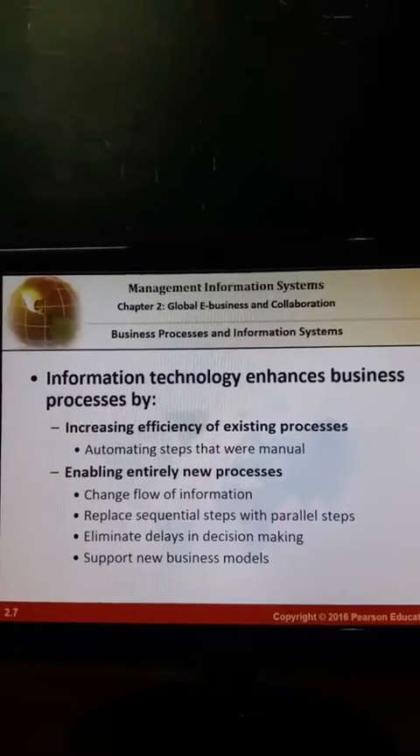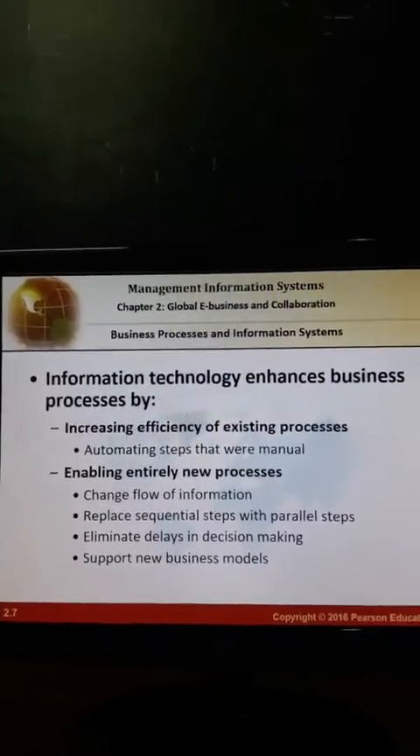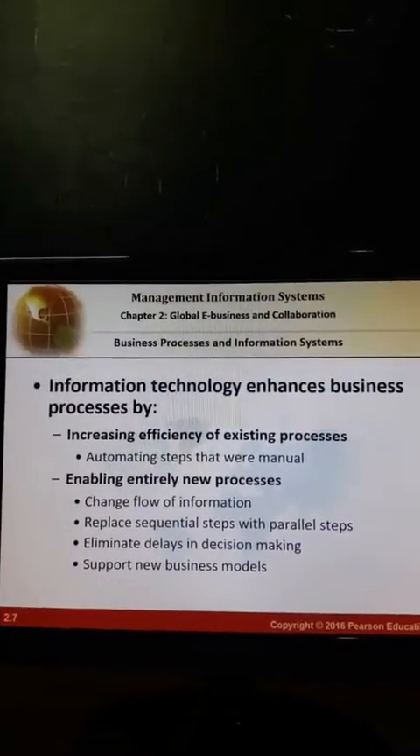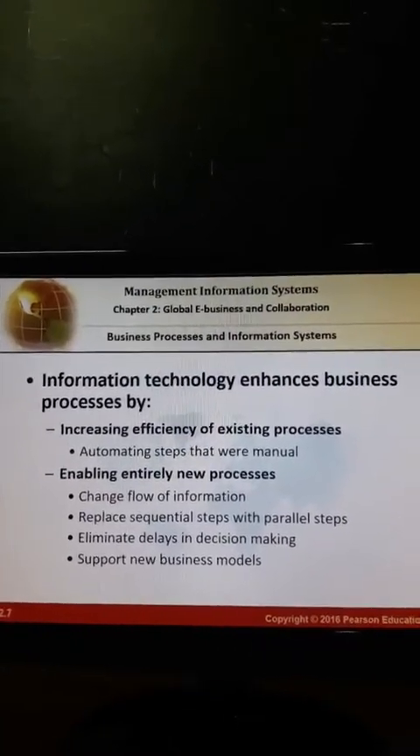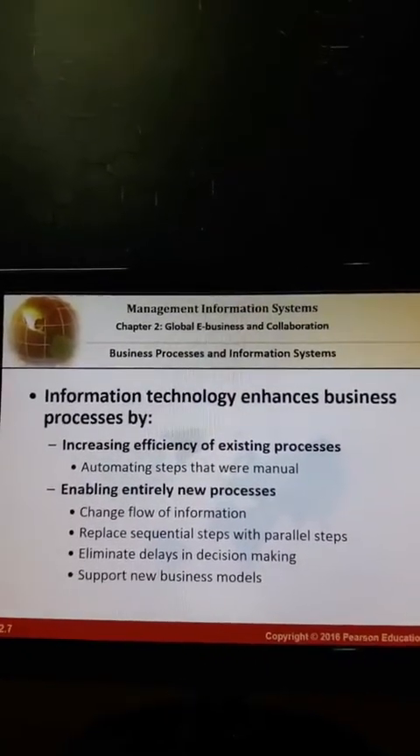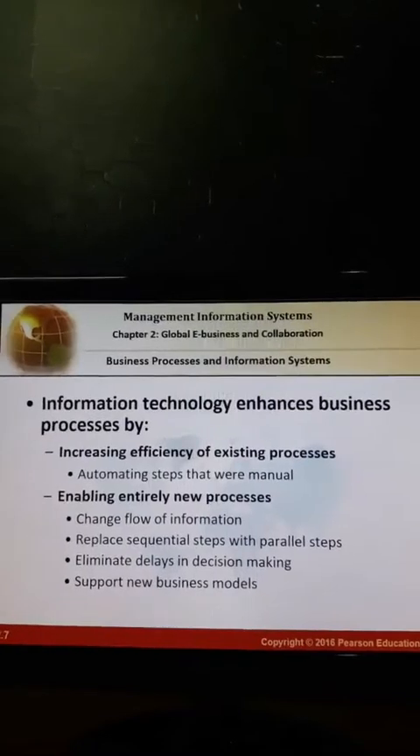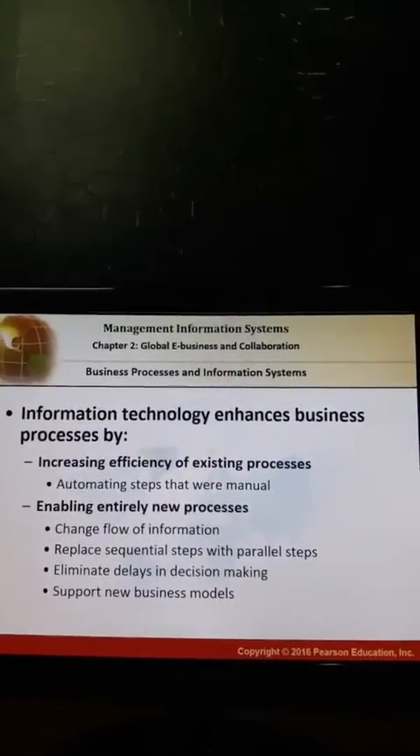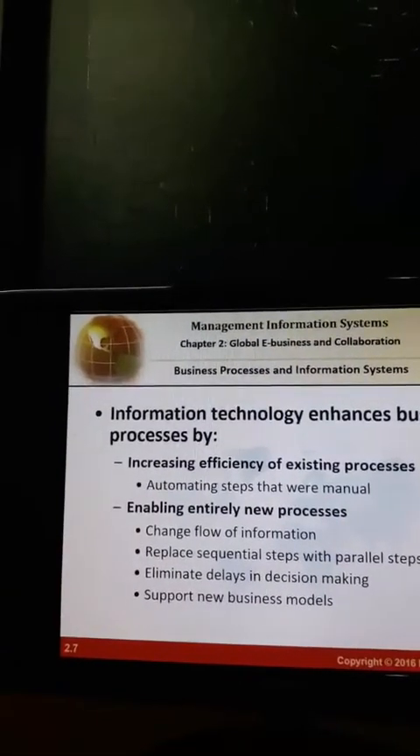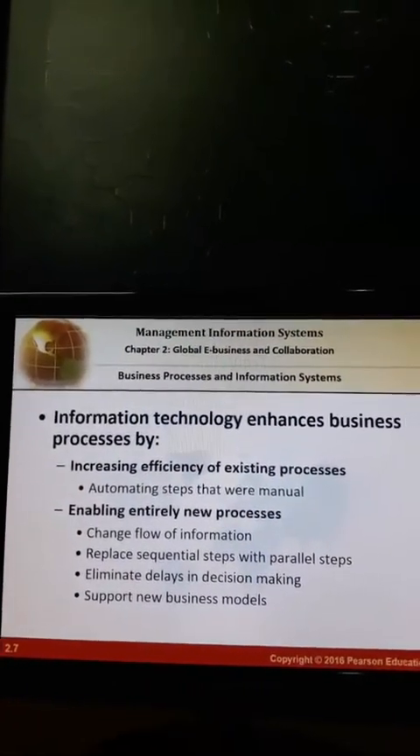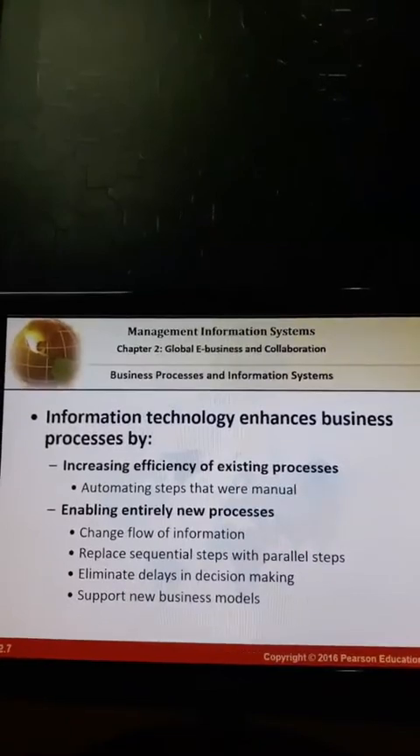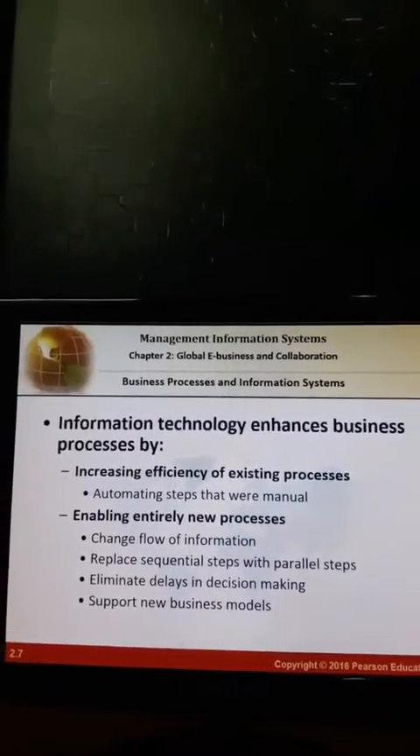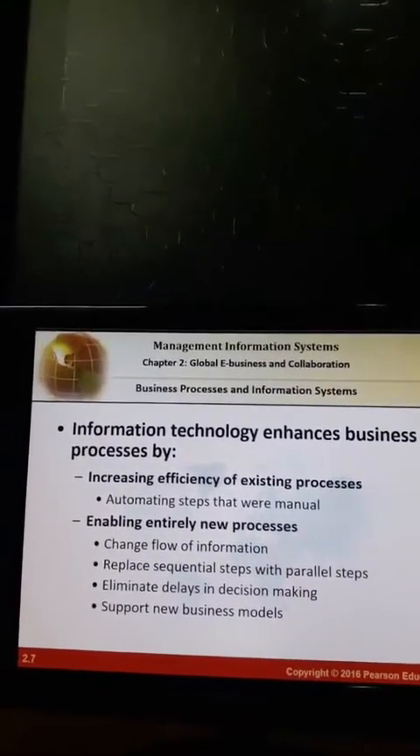Now you know about the business process. The question is, what is the existing process? Think about our education system. The way we conducted classes previously, you were sitting in the classroom. That is the existing process. But when we added a projector in the classroom, we call this some kind of improvement. That is increasing efficiency of existing processes.